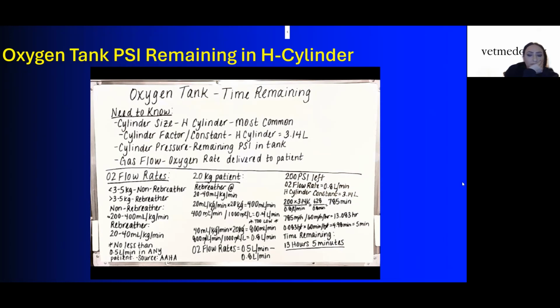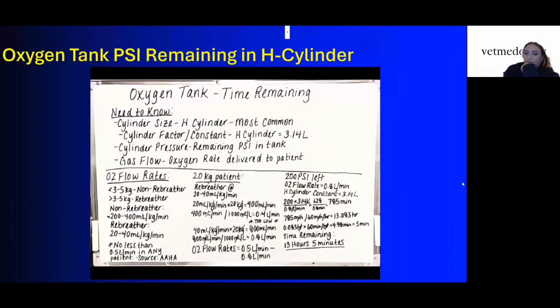40 mils per kg per minute times 20 kgs equals 800 mils per minute. So 800 mils per minute divided by 1,000 mils per liter gives us 0.8 liters per minute for our upper end. So our O2 flow rate for this patient is 0.5 liters per minute to 0.8 liters per minute.